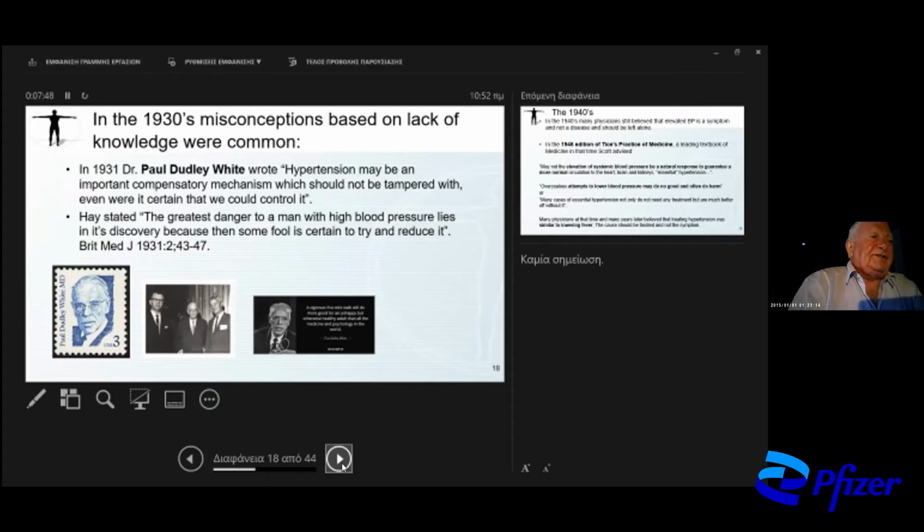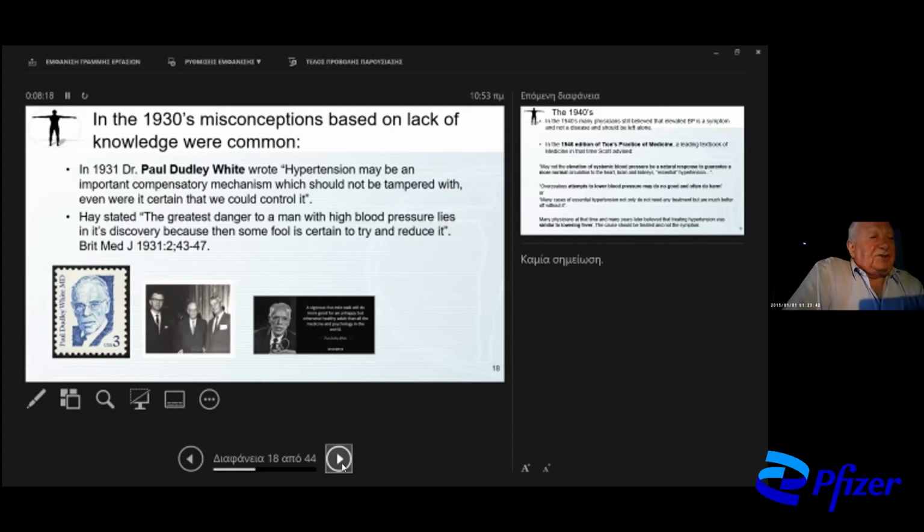And then misconceptions, which were based on lack of knowledge. Paul Dudley White, very famous American physician, in 1931 wrote, "Hypertension may be an important compensatory mechanism which should not be tampered with, even where it's certain that we could control it." So we cannot control it anyway, but we shouldn't touch it because it's a compensatory mechanism.